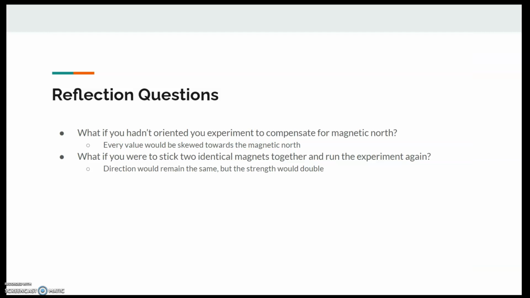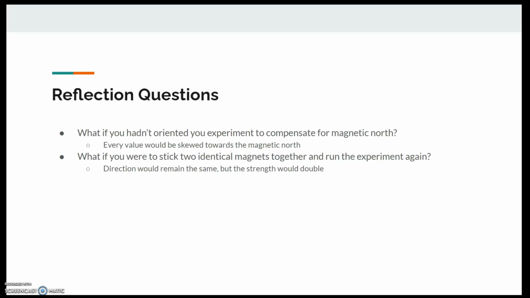So reflection questions. What if we hadn't oriented our experiment to compensate for the magnetic north? Well, every value would have been skewed towards the magnetic north. So that's why we had to account for it.